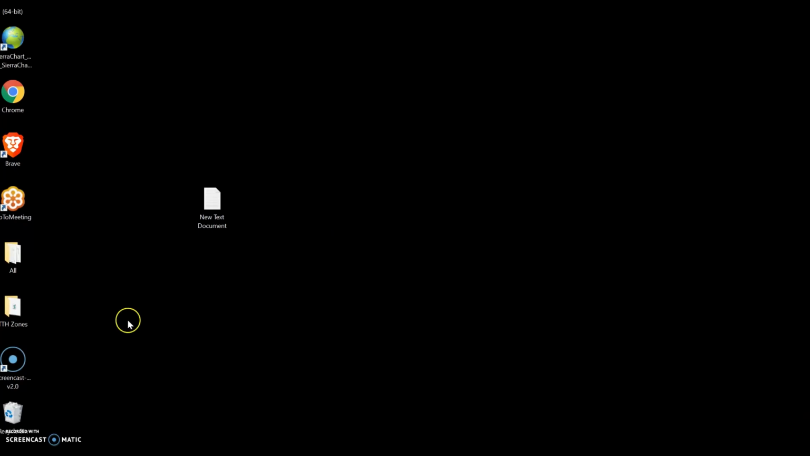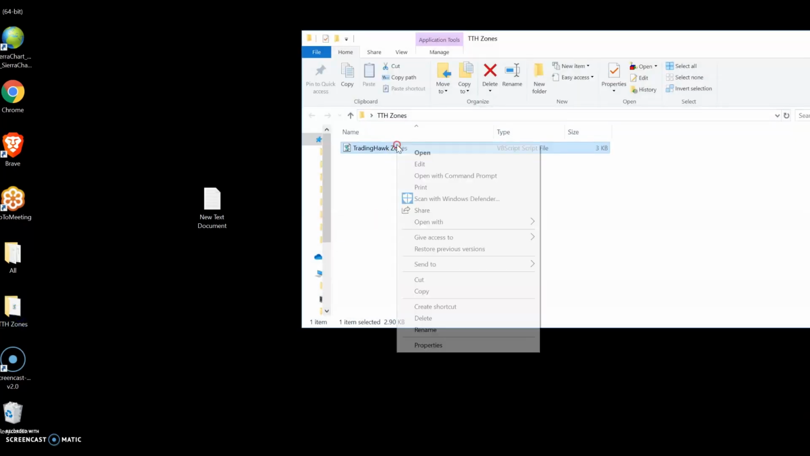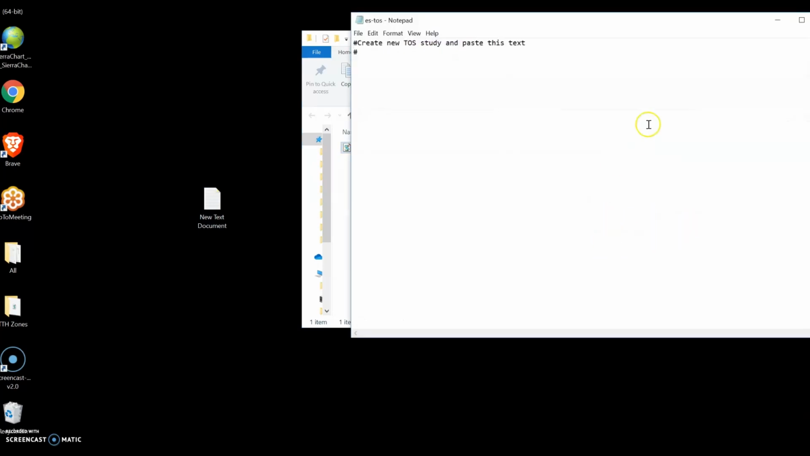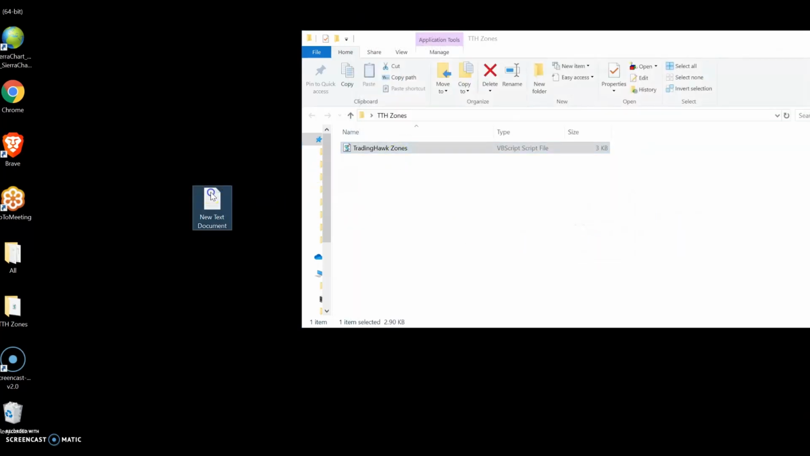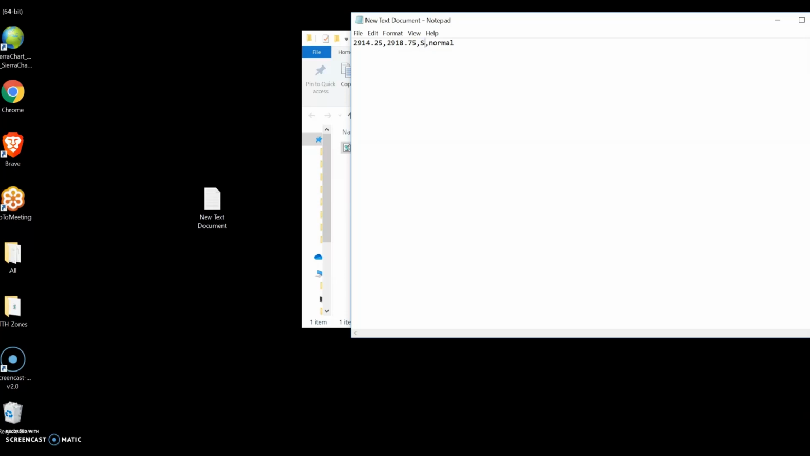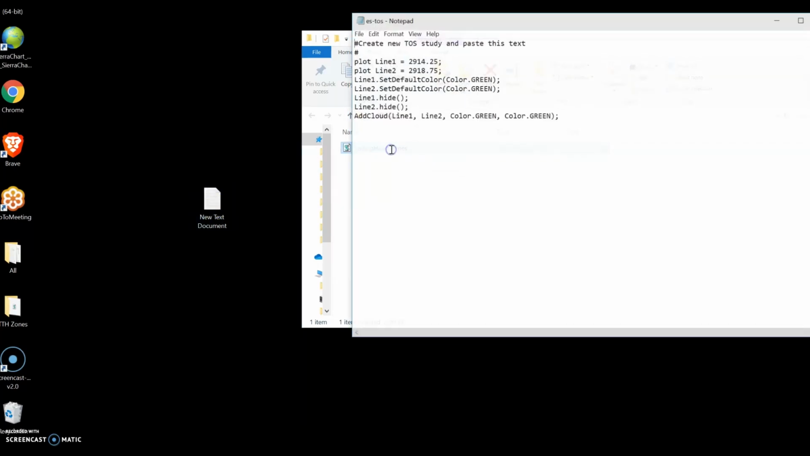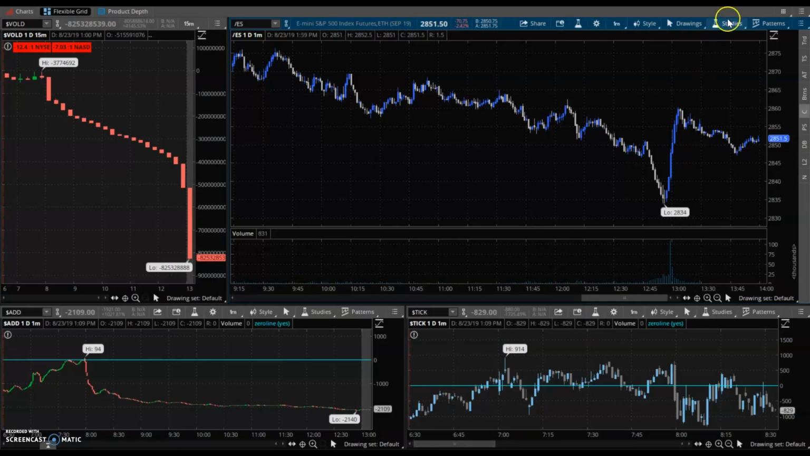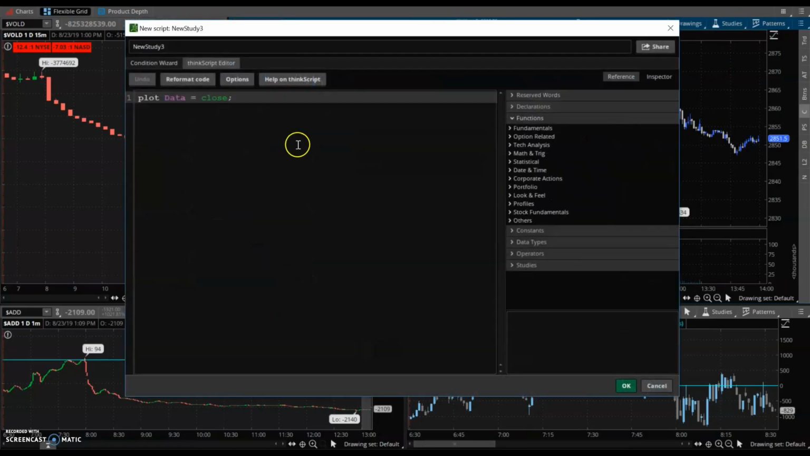Save this file, and then I have a custom built script for Thinkorswim. What I can do is drag this in, copy this script, paste this into TOS, and make a new script.